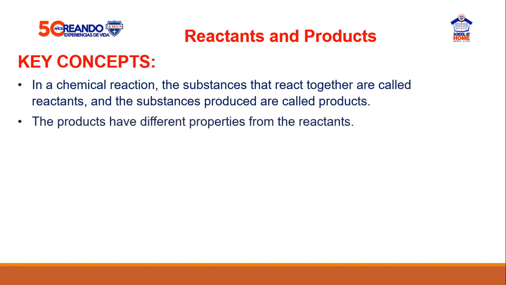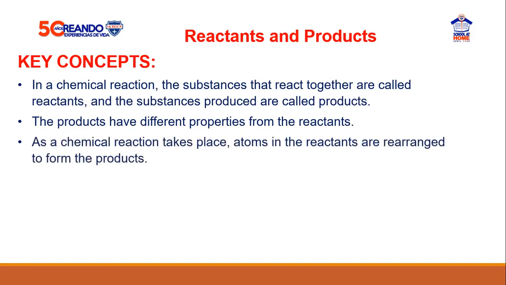Now, the products have different properties from the reactants. As we have stated, you cannot expect the reactants to have the same properties as the resulting products, because this is something new. That is the other characteristic of a chemical reaction. Now, as a chemical reaction takes place, the atoms in the reactants are rearranged to form the products. That is to say, new bonds are formed, right?